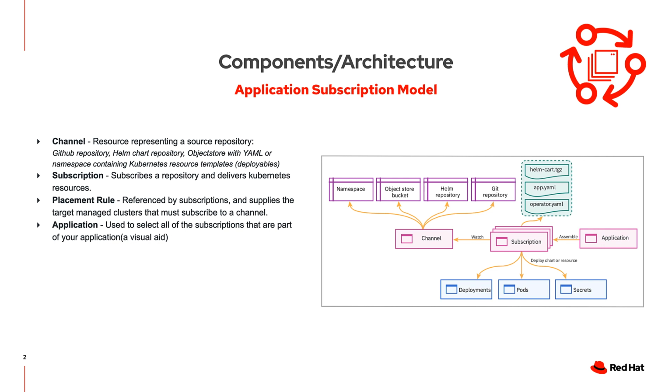A channel is just a resource where all of your source repository will stay. That can be a GitHub repo, a Helm chart, an object store with YAML, or a namespace containing Kubernetes resource templates. Then you have a subscription. A subscription really just subscribes a specific repository and delivers those Kubernetes resources.